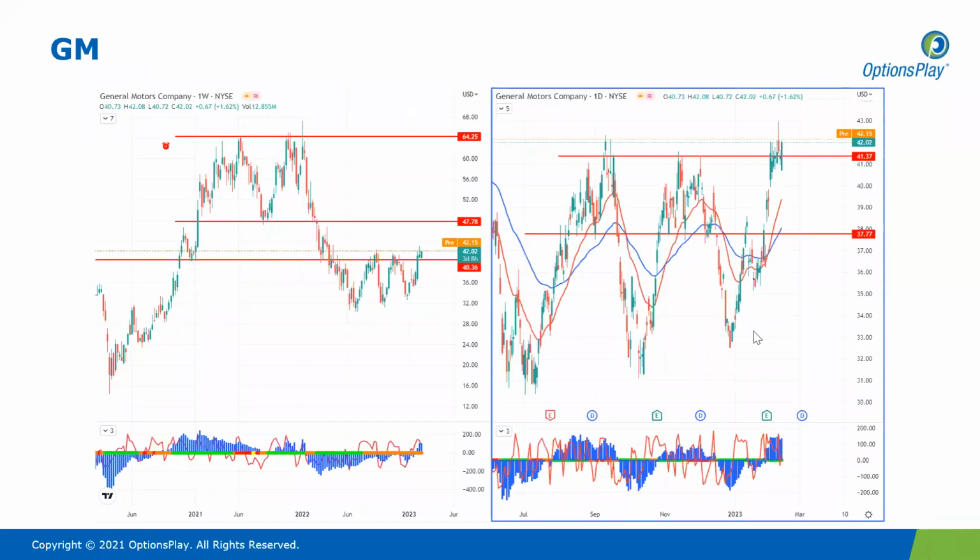Okay, another idea that we've looked at in the past is General Motors. Last week, I was looking at General Motors due to the fact that we saw multiple rejections of 42. Price is once again there, set to open a little bit higher. And despite it acting as resistance, we didn't quite see a reversal. We're seeing neutral price action.